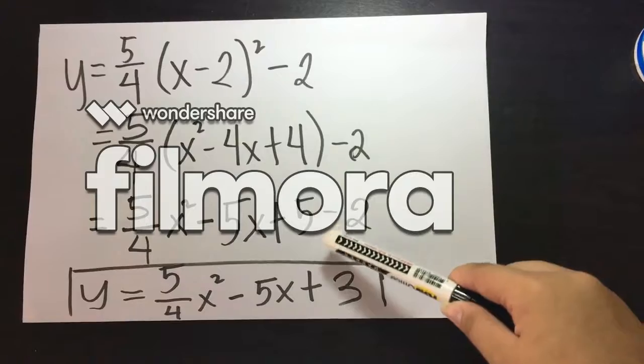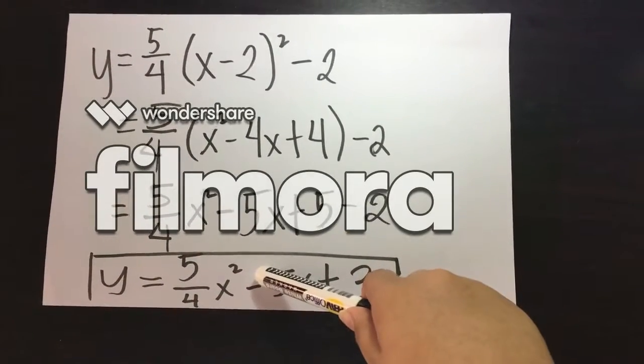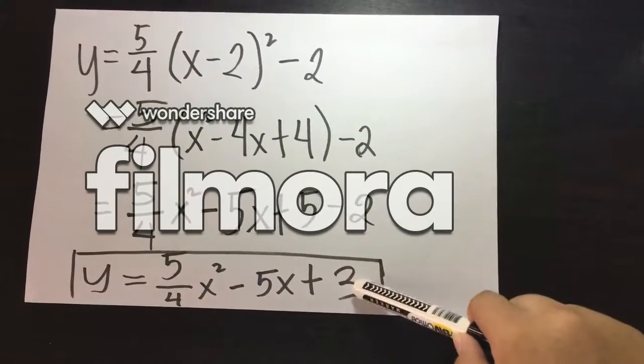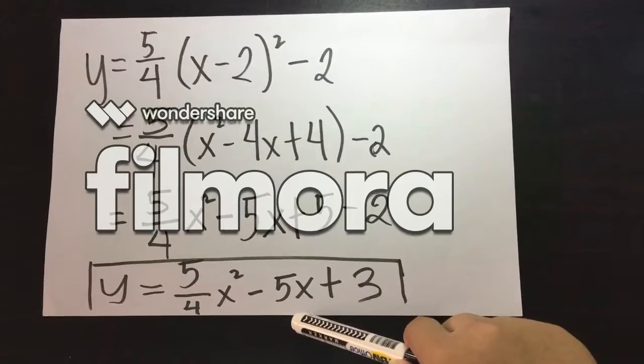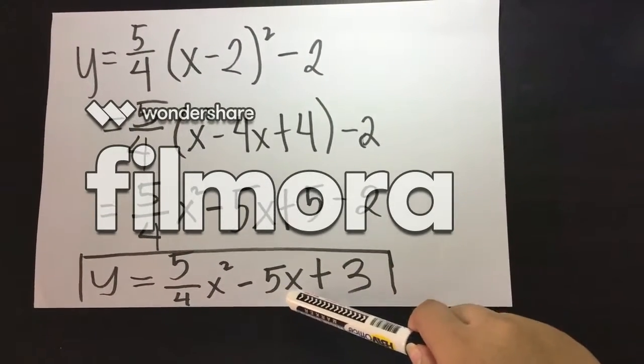Then you combine like terms. Then you get 5 over 4 x squared minus 5x. 5 minus 2 is 3. That is our standard form. y equals 5 over 4 x squared minus 5x plus 3.